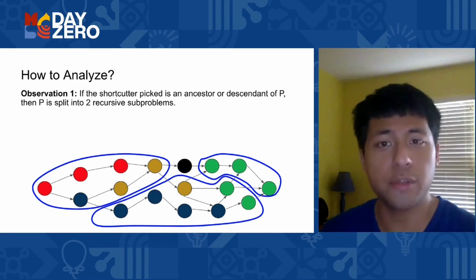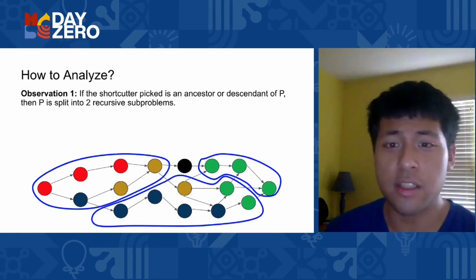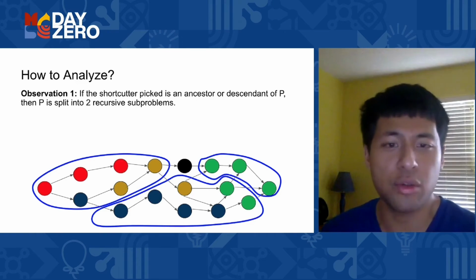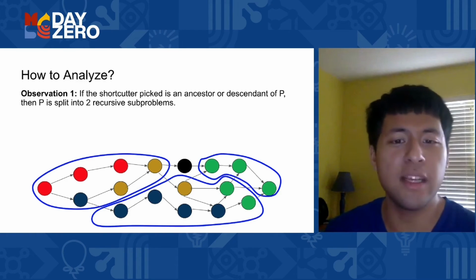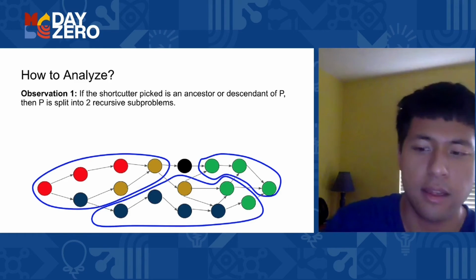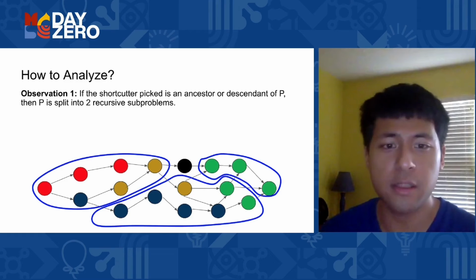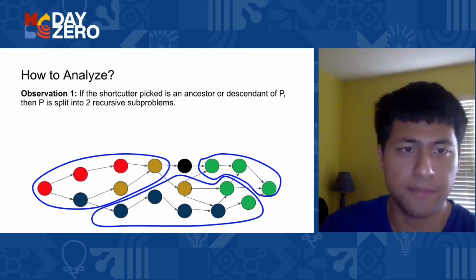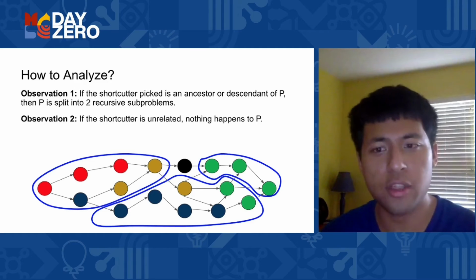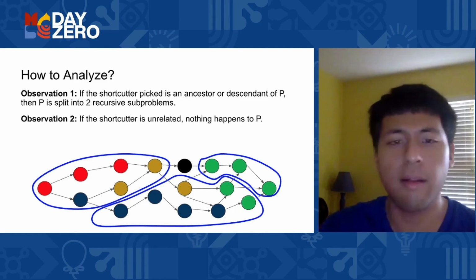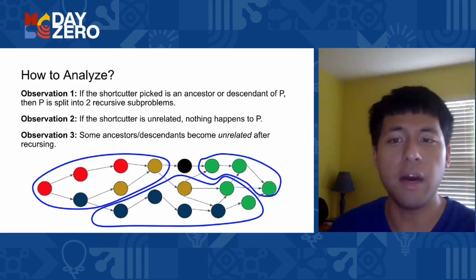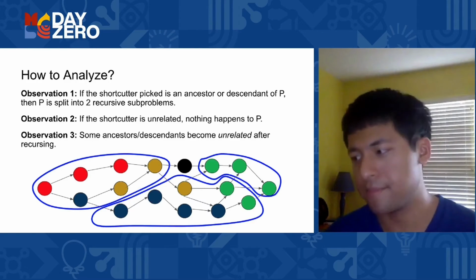Now to analyze this recursion process, the first thing to notice is that if the shortcut vertex I picked is a path ancestor or descendant, the path will get split into two pieces in the recursion. So the path gets split into two pieces, but the graph gets split into three pieces. Another thing to notice is that if my shortcutter is unrelated to the path, nothing happens. And finally, some ancestors or descendants become unrelated in the recursion problems.